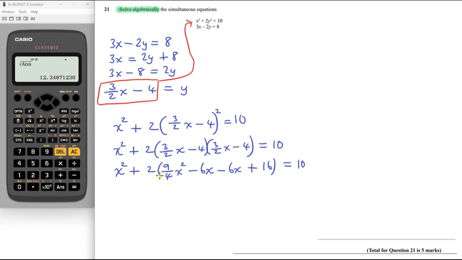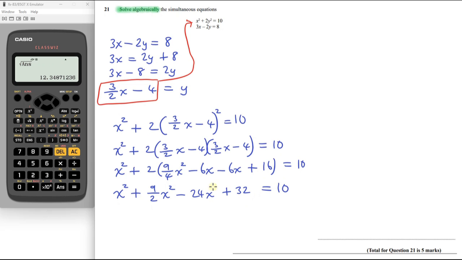So now we just need to expand out this 2. Remember, 2 is being multiplied by everything inside the brackets. So we've got x squared plus 2 times 9 over 4. Well, that's 9 over 2, so 9 over 2 x squared. Now, inside the brackets, we can just tidy this up. Negative 6x minus another 6x is negative 12x. And then when we multiply by 2, that's going to be negative 24x. And then we've got 2 times 16, which is plus 32. And then all of that is equal to 10.